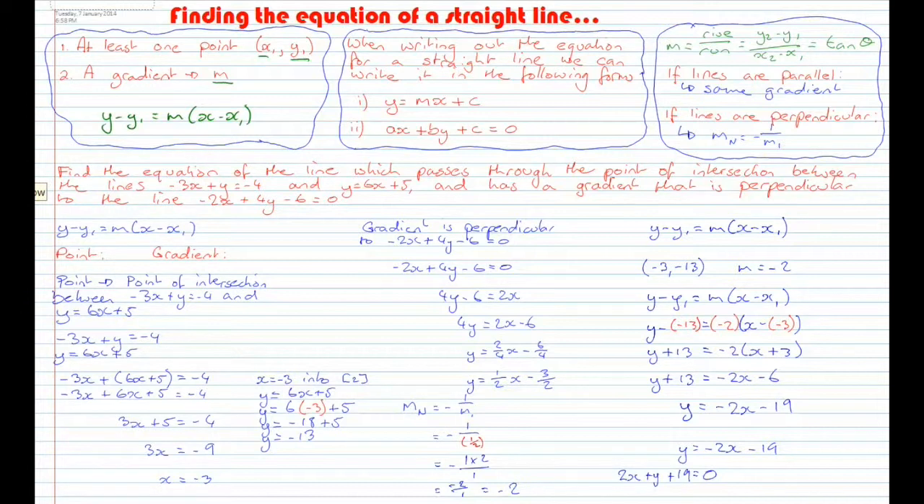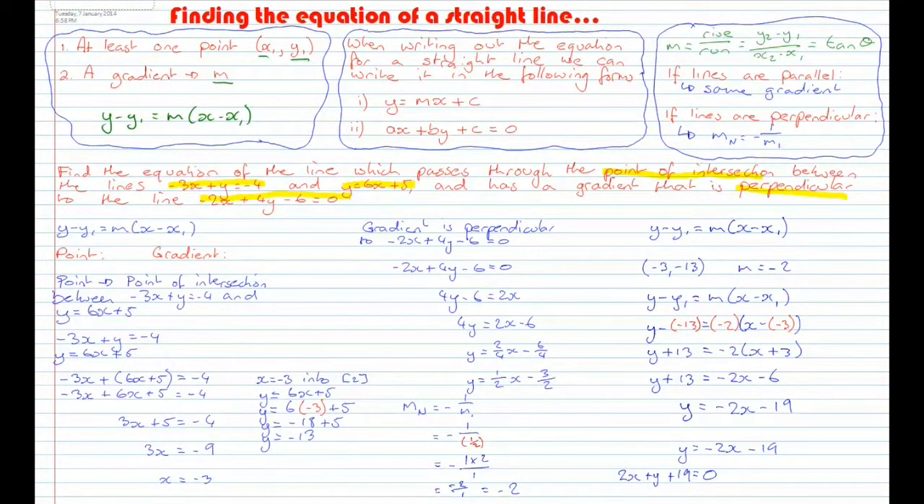Alright, so to answer this question, what we need to once again do is go through and highlight key information. So it says find the equation of the line which passes through the point of intersection between the lines, this one here and this one here. It has a gradient that is perpendicular to the line of this.